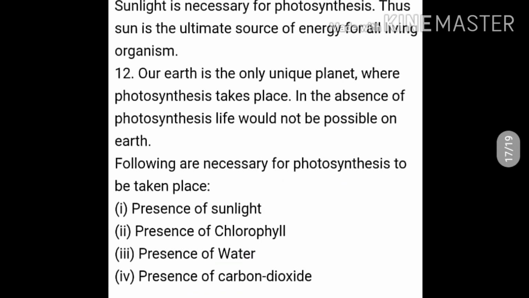Sunlight is necessary for photosynthesis. As we know, the sun is the ultimate source of energy for all living things. Our Earth is the only unique planet where photosynthesis takes place. In the absence of photosynthesis, life would not be possible on Earth. So, after learning photosynthesis, we can say that these are the necessary conditions: presence of sunlight, presence of chlorophyll, presence of water, and presence of carbon dioxide.